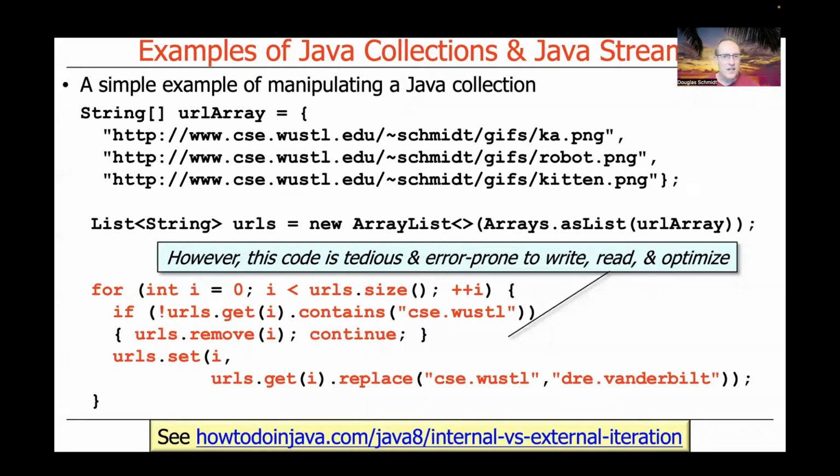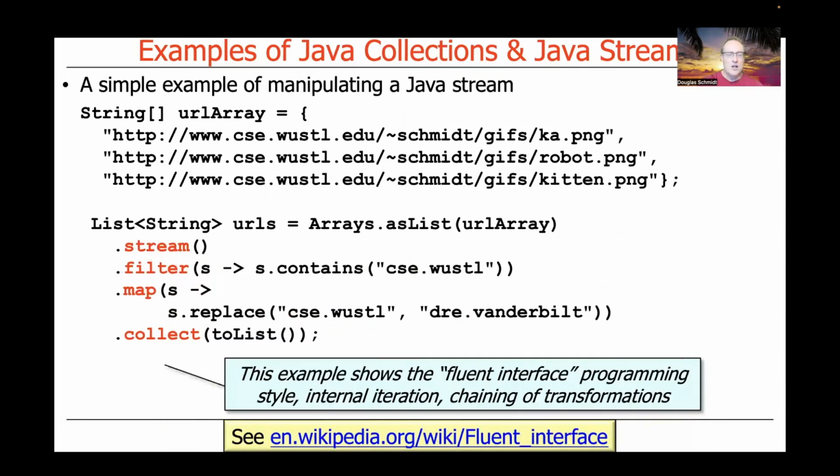The downside with doing things like this, although we've all written code like this undoubtedly along the way, is it's tedious and error prone to write, it's tedious and error prone to read, and it's also difficult to optimize. If we wanted to make this run in parallel, for example, we'd have a lot of work on our hands to do that. So let's take a look at the alternative way of doing things, which uses streams.